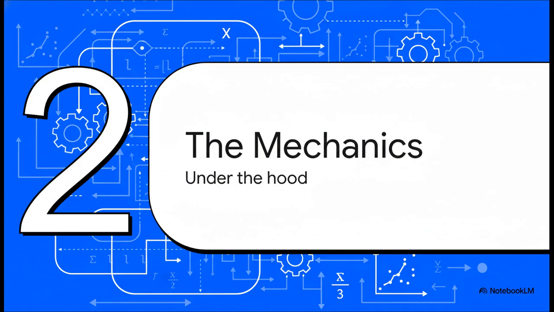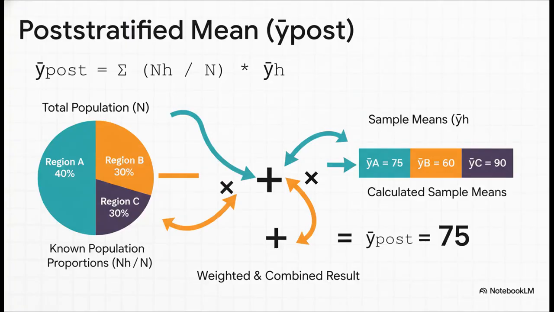Okay, now that we've got the what and the why, let's pop the hood and look at the engine. Let's talk about the formulas that make this all work. I know, formulas can look a little intense, but this one is actually beautiful in its simplicity. All it's doing is creating a weighted average. That N_h over N part, that's just the true proportion of a group in the population. The ȳ_h, that's the average you found for that group in your sample. So if your sample accidentally got way too many young people, this formula says, okay, take the average for young people, but weight it by their actual smaller share of the population.